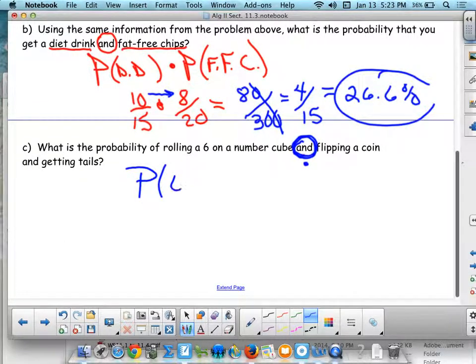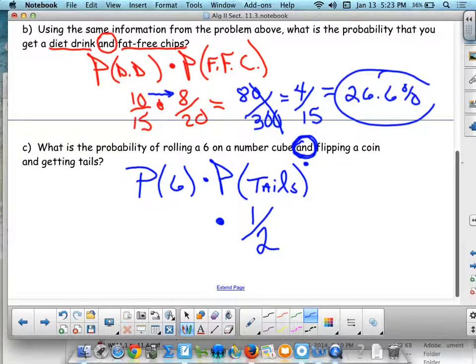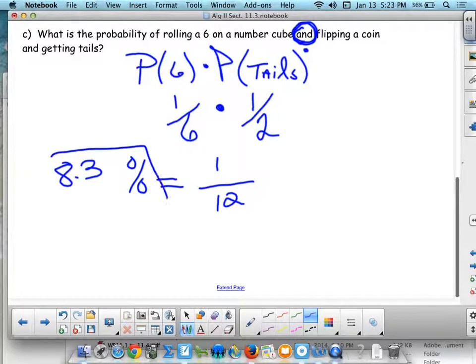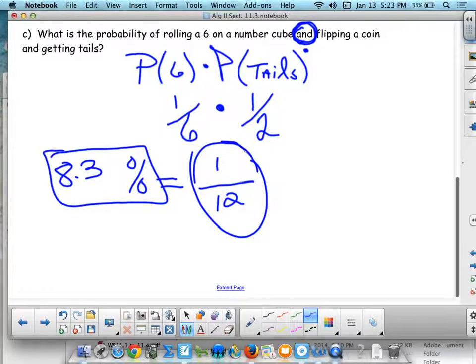So what's the probability of rolling a 6 times the probability of flipping a coin and getting tails? Well, tails, that's easy. 1 success out of 2 possible outcomes. Getting a 6 on a number cube, there's only 1 six, but there are 6 numbers on a number cube. So the answer is 1 out of 12, or what percent? I get 8.3%. Or 1 out of 12, same thing. Okay. These are independent events.